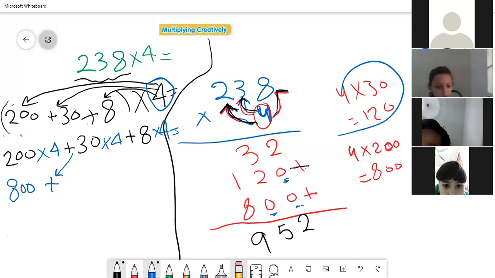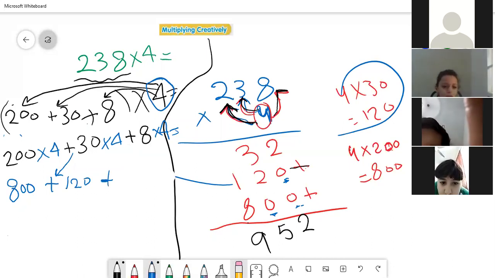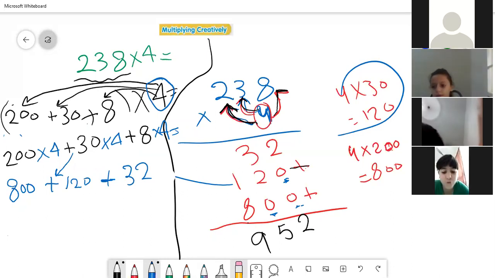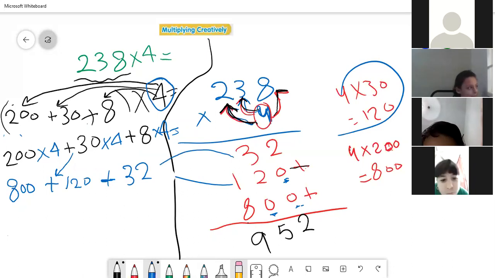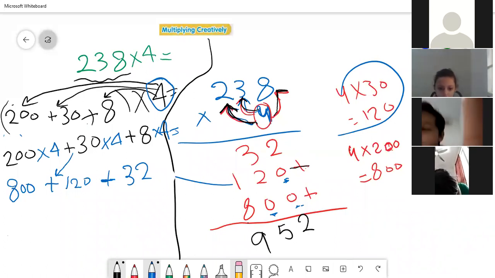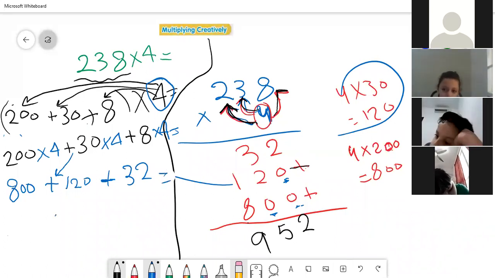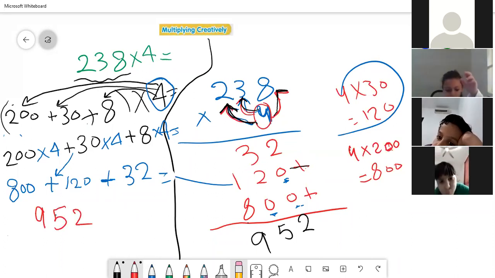30 times 4 is 120. Good. And then the last thing is plus what? 8 times 4, which is 32. This is the same as this. Then we add, the same as we did here. So the answer is 952. Did you get the idea?